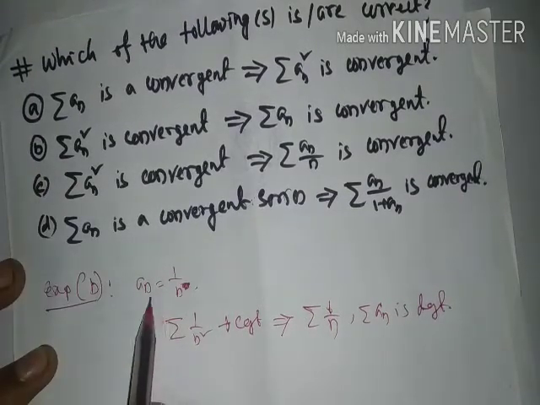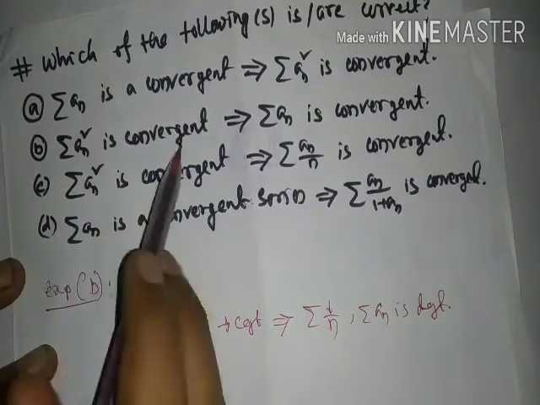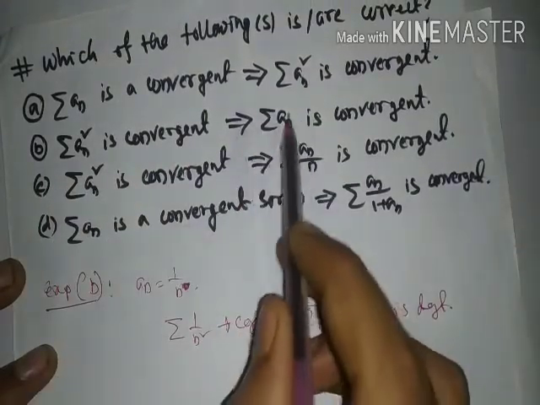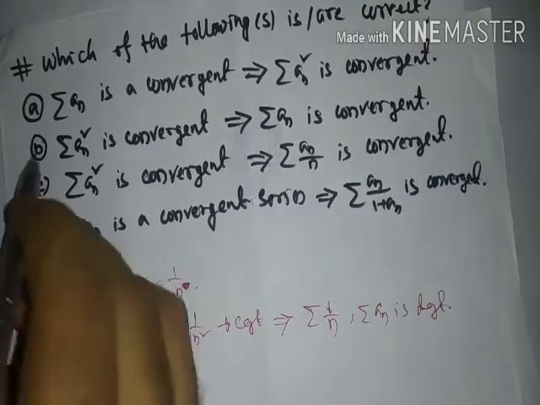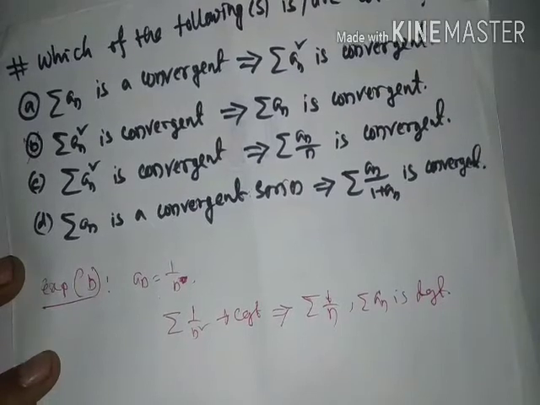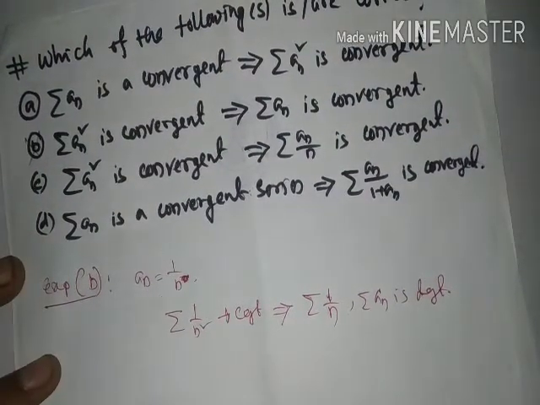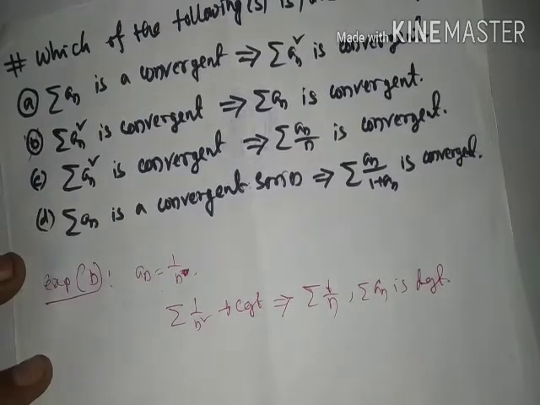Counter example is 1 by n. Though 1 by n square is convergent, it does not imply series a_n is convergent. That's why this option is wrong. Actually, the remaining 3 options are correct. We can prove them step by step.